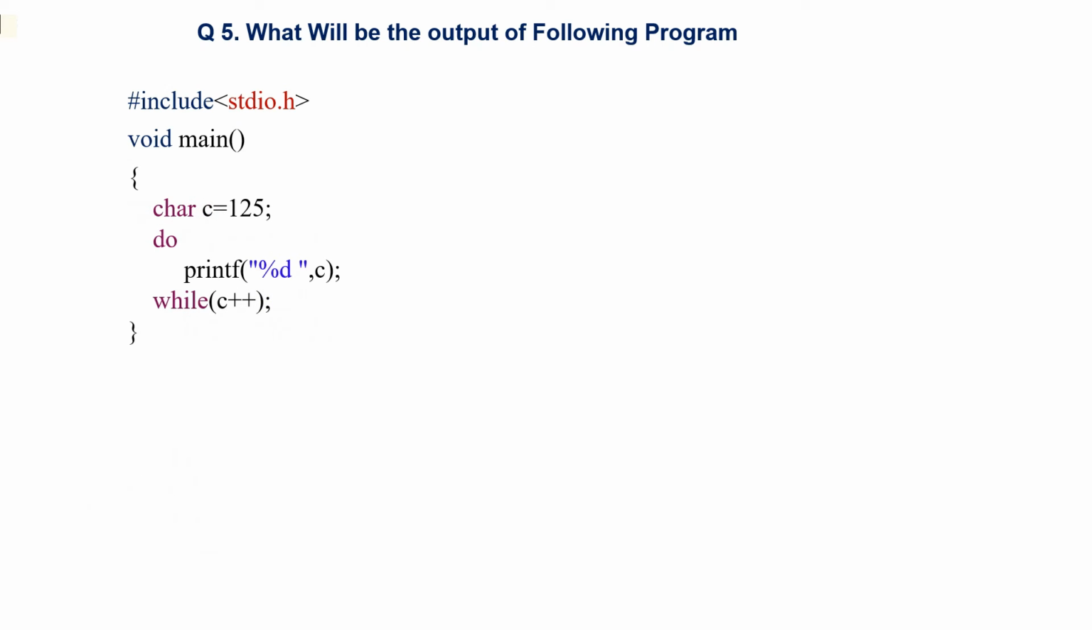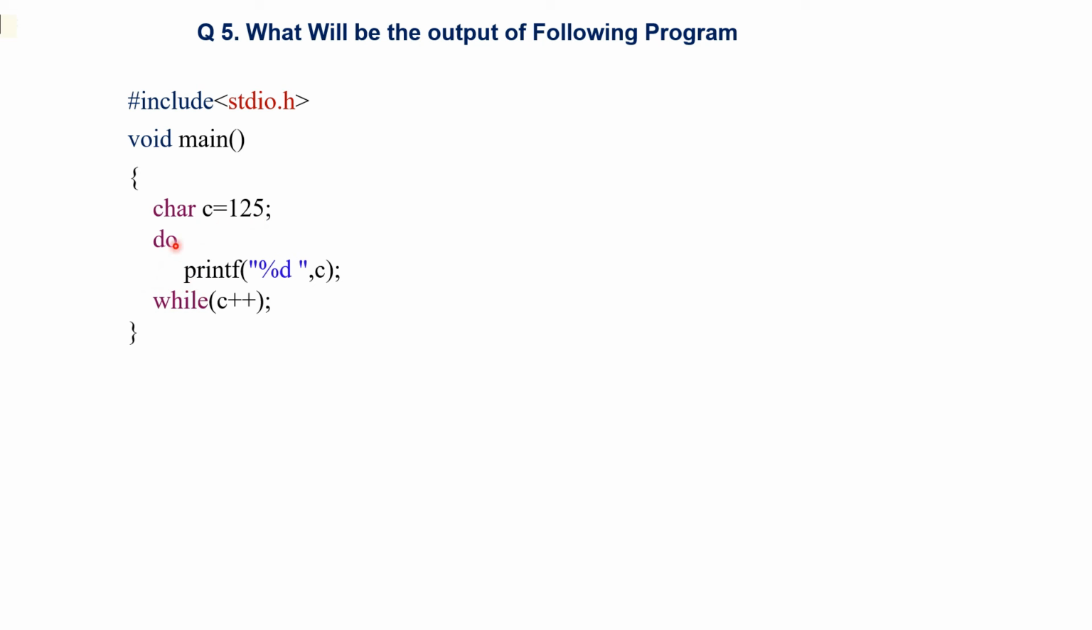So this is our question number 5. What will be the output of the following program? So here you have to tell the output of this program. So let us see what output this program will generate. Here a character variable c is declared and it is initialized with the value 25.